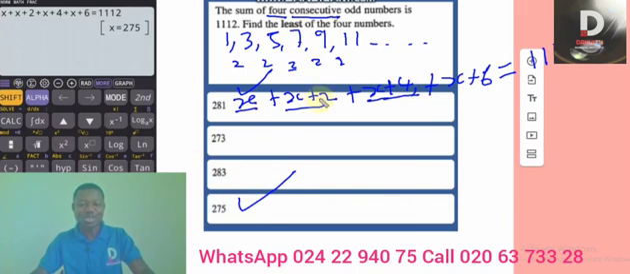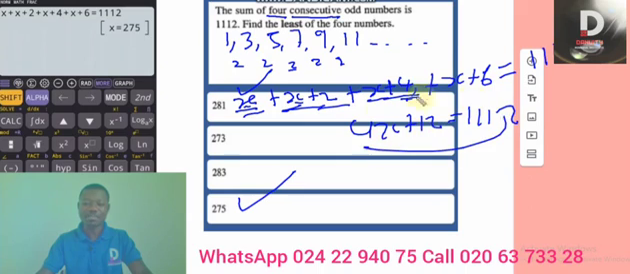On paper, group like terms, add all the x's. You get 1, 2, 3, 4. You get 4x. This and that will give me 6 plus what? 12 equal to 1112. Group like terms and solve it. This is easy for you to do. Simple. Let's move on.